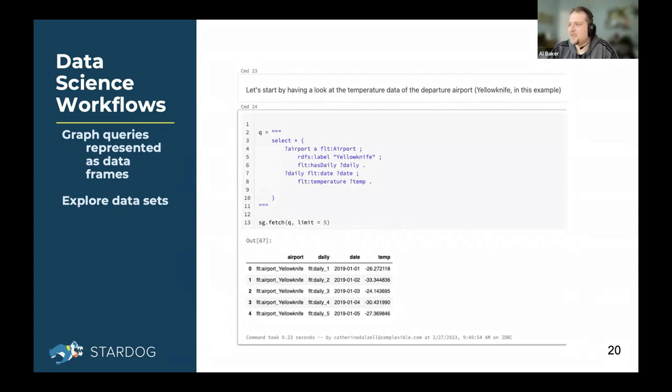So here we're looking at, if you're not familiar with the graph query language, it's basically saying there are some airports. We're looking for Yellowknife, which is, I think, one of the most northern Canadian cities. It has a daily sensor value. In this case, we're looking for the date and the temperature. And this is just letting us explore the data set. We could easily do this in Stardog Explorer with the Visual Query Builder.